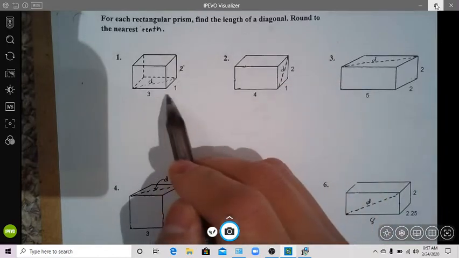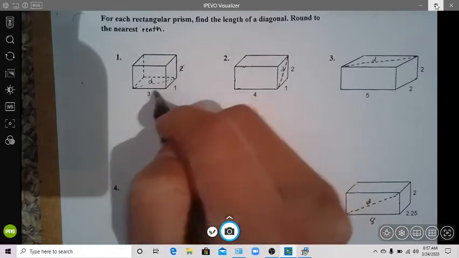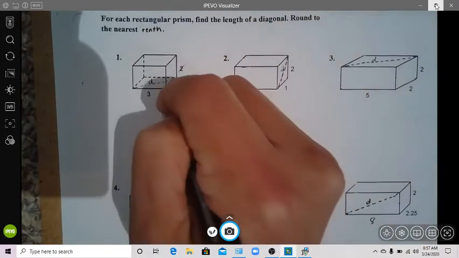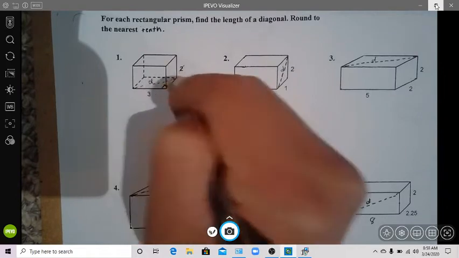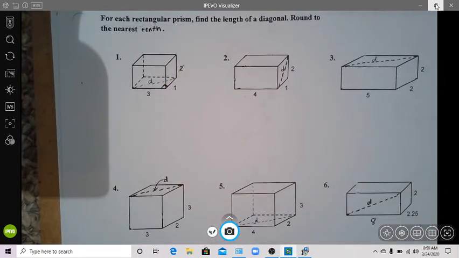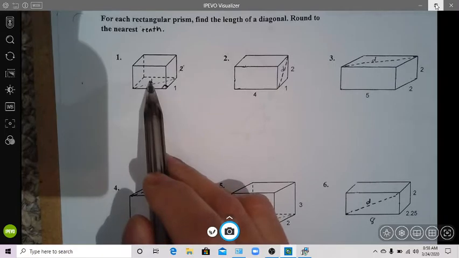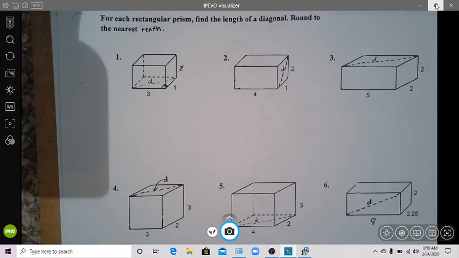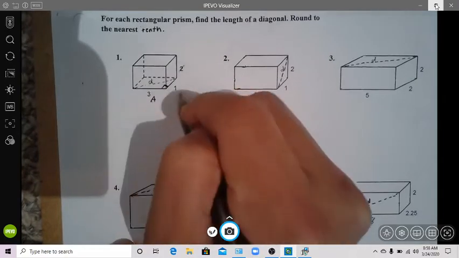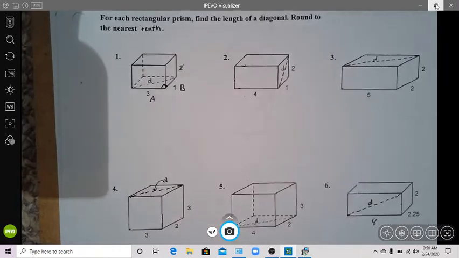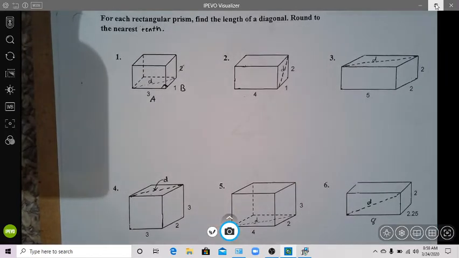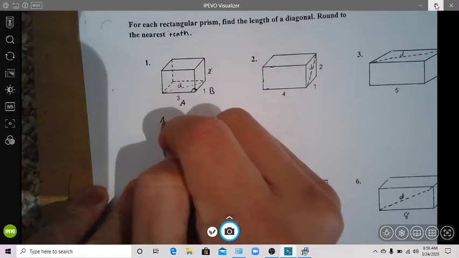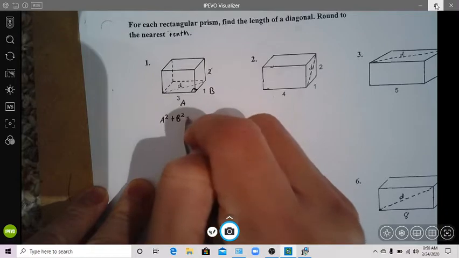You want to use sides 1 and 3 because at the bottom face there is a triangle right there with a right angle. And the diagonal, which is side C, is side C because it's opposite of that right angle. So this could be A, this could be B, interchangeable. One could be A, three could be B. So let's go ahead and do A squared plus B squared equals C squared.